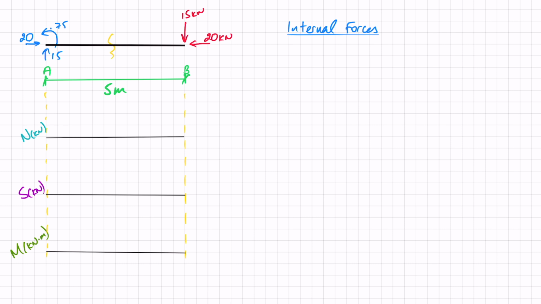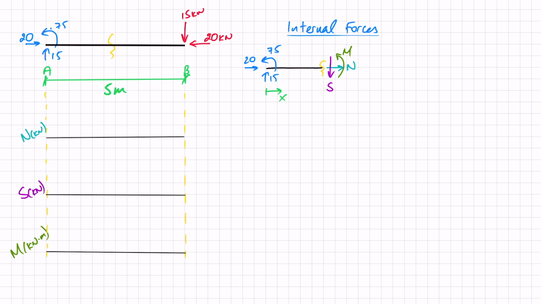So after we cut our beam, we're going to start from this direction here. So this is where X is going to start from. We're going to have to put our reaction forces at point A, so 20, 15, and 75. And we've now exposed at this cut the internal forces. So we're going to have N, our axial force, S, our shear force, and our moment of M. All these are drawn in the directions that we've already agreed on as our sign convention.